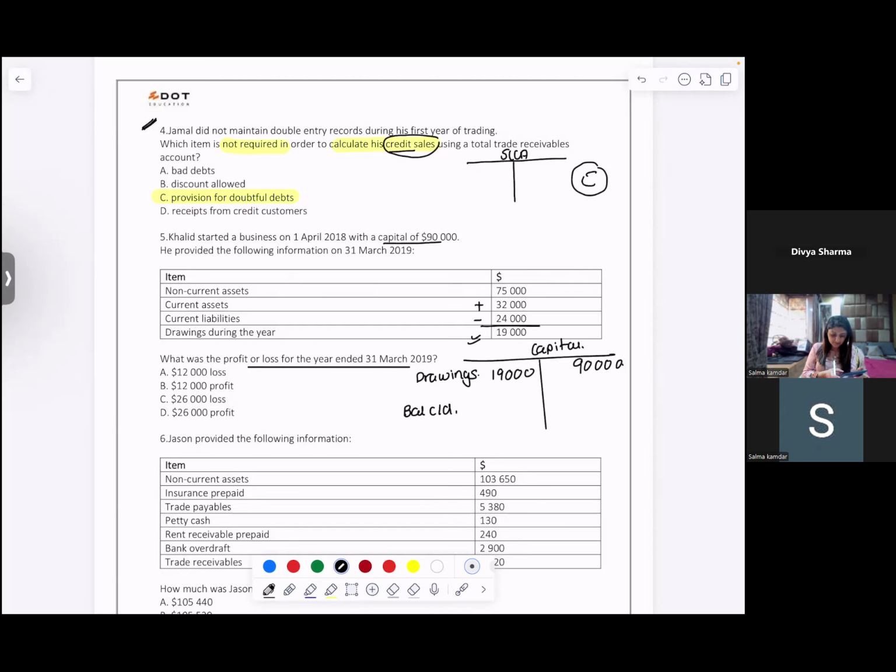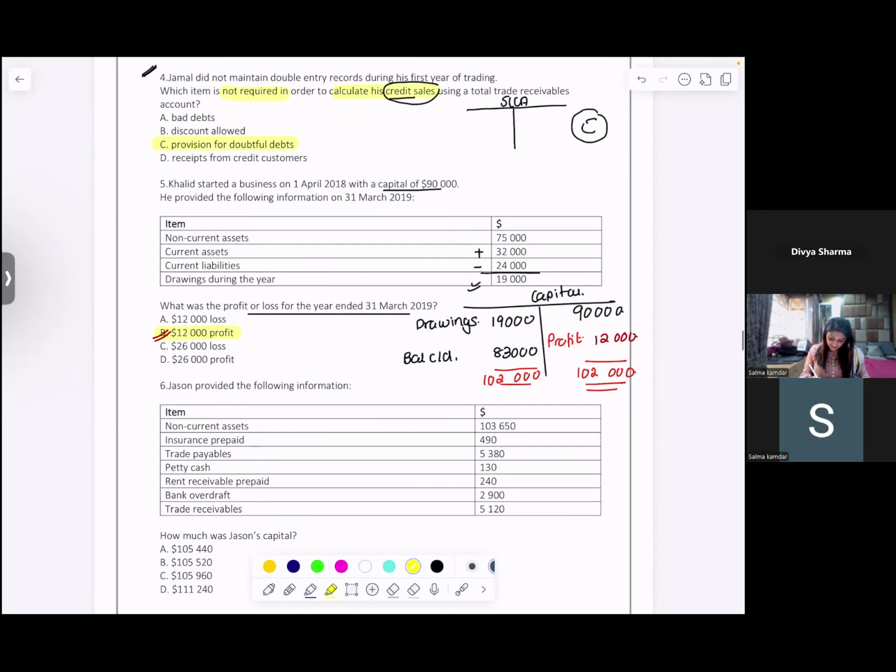One sec, I'm putting it in my calculator. It was 83,000. So profit would be my balancing figure. So what is the total of my debit side? Total debit side, 102,000 minus 90,000, so profit was 12,000. 12,000 for the year profit, so it is B. Okay, the next one.